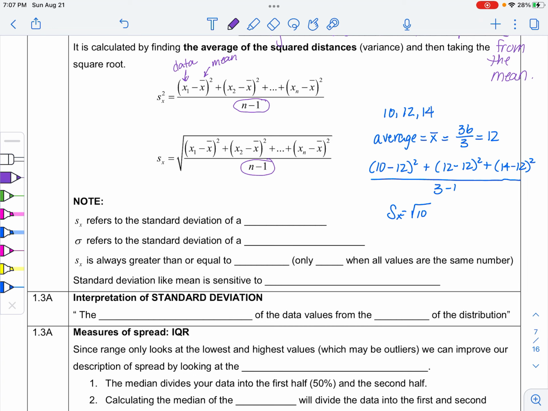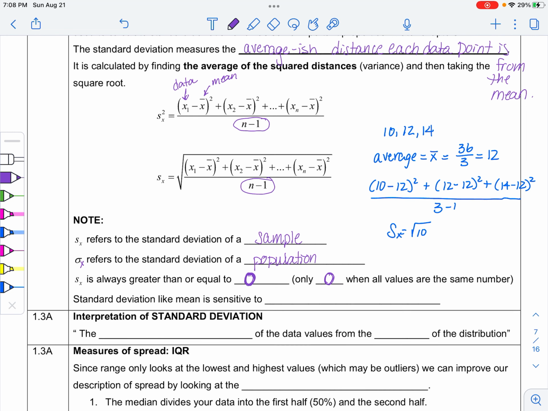So just so we see it, symbols: Sx refers to the standard deviation of a sample. You're going to see that in your calculator. You're also going to see in our calculator, it says σx. This refers to the standard deviation of a population. And standard deviation is always greater than or equal to 0. It's always greater than or equal to 0. And it is only 0 when all of the values are exactly the same number.